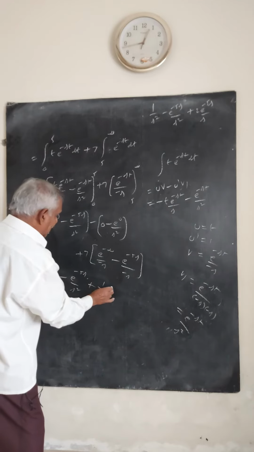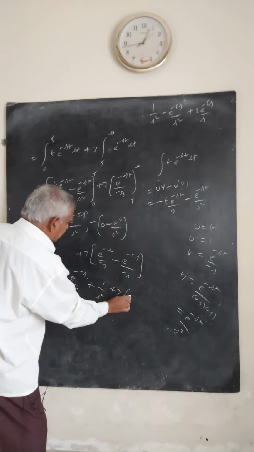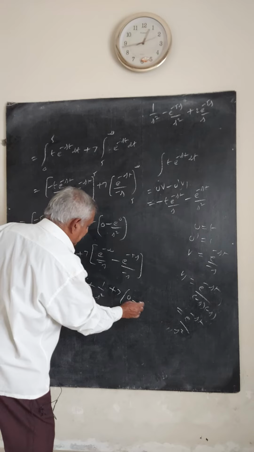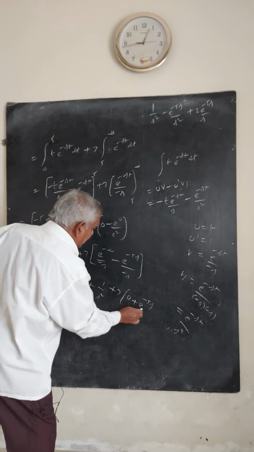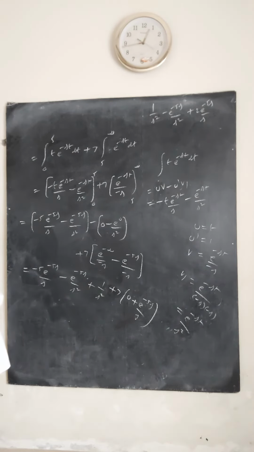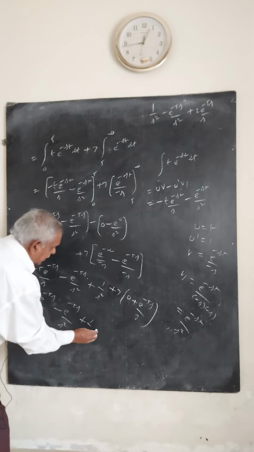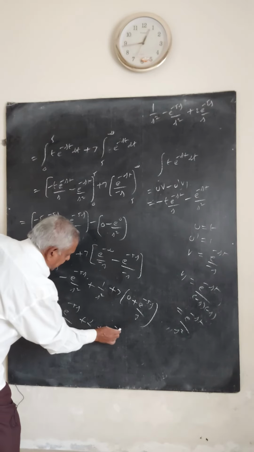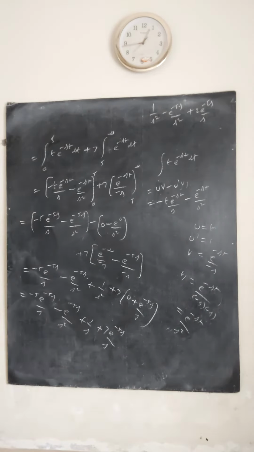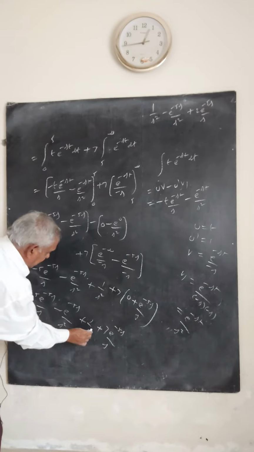This minus comes at the front: minus 7 e power minus infinity is 0, plus e power minus 5s by s, and again removing the bracket, minus 5 e power minus 5s by s minus e power minus 5s by s square plus 1 by s square plus 7 e power minus 5s by s. See, 1 by s square is there.